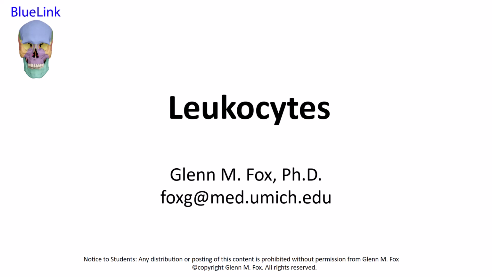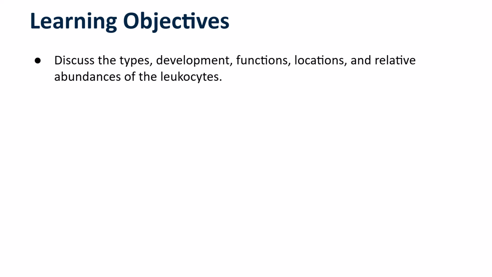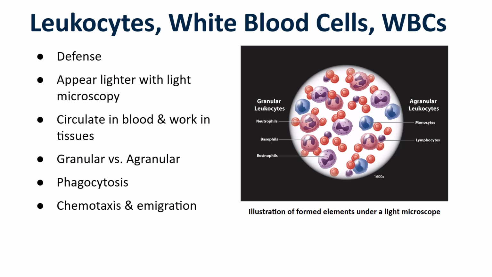Let's talk about the leukocytes. In this video, we'll discuss the types, development, functions, locations, and relative abundances of the leukocytes. First of all, leukocytes are also known as white blood cells, and they are predominantly important for defense of the individual. So they are going to encounter pathogens and have different strategies for helping defeat them.